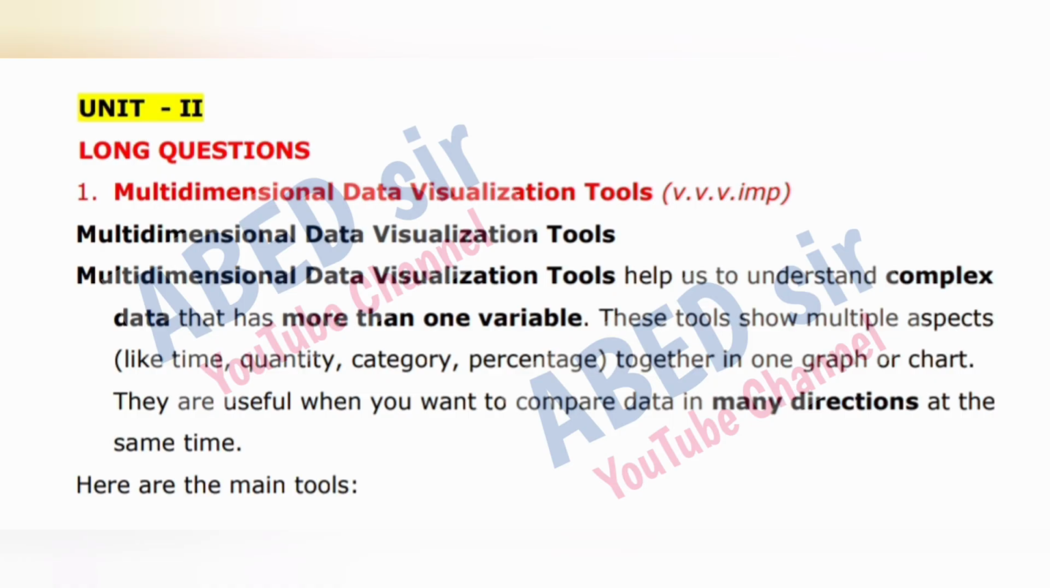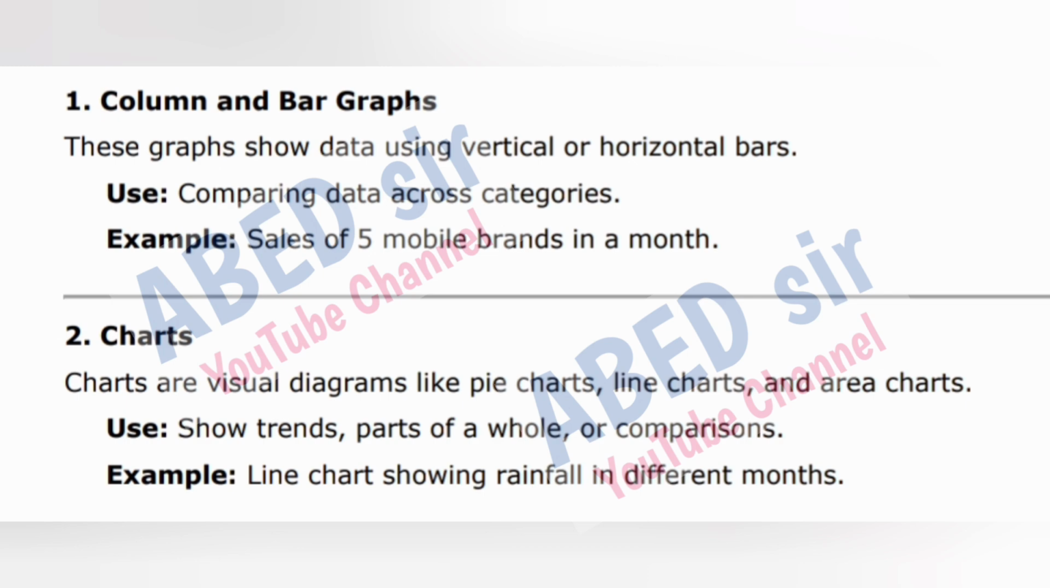Here are the main tools. 1. Column and bar graphs. These graphs show data using vertical or horizontal bars. Use: comparing data across categories. Example: sales of 5 mobile brands in a month. 2. Charts. Charts are visual diagrams like pie charts, line charts, and area charts. Use: show trends, parts of a whole, or comparisons. Example: line chart showing rainfall in different months.